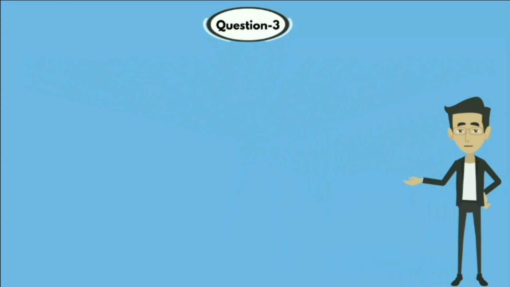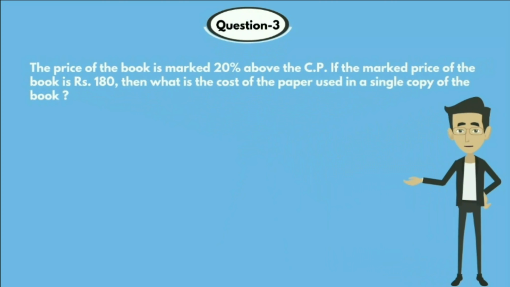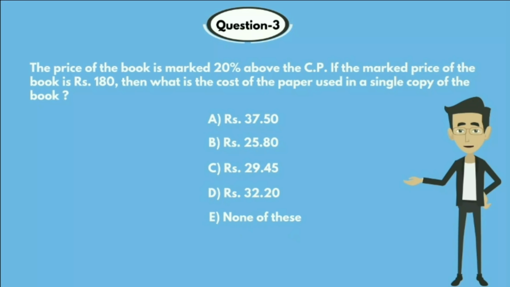Question number 3. The price of the book is marked 20% above the cost price. If the marked price of the book is 180 rupees, then what is the cost of the paper used in a single copy of the book? Options are: Option A, 37.5 rupees. Option B, 25.8 rupees. Option C, 29.45 rupees. Option D, 32.2 rupees. And option E, none of these.